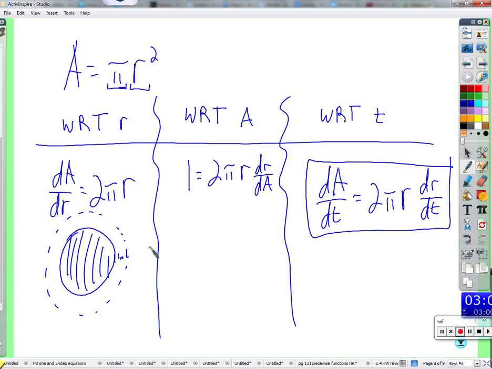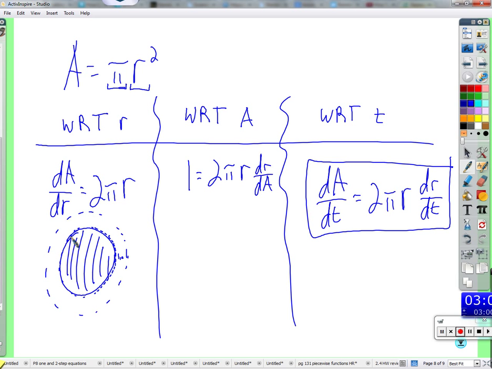We don't want an average. We want instantaneous. So we let that change become smaller and smaller and smaller. The increase in area, the new circle that has a bigger area, is just barely bigger than the old circle. Does that make sense? Just barely bigger than the old circle.